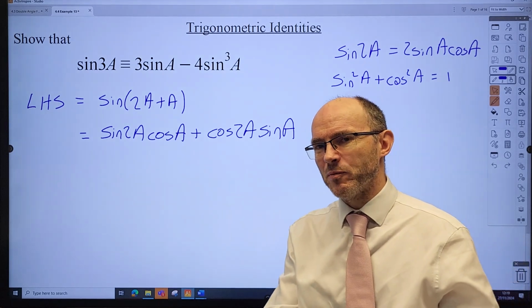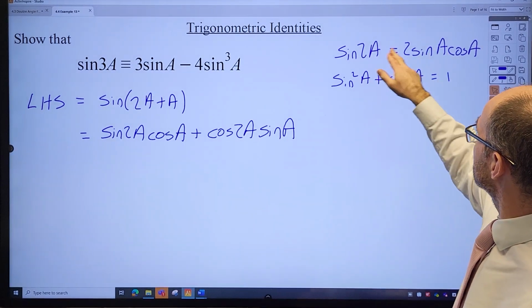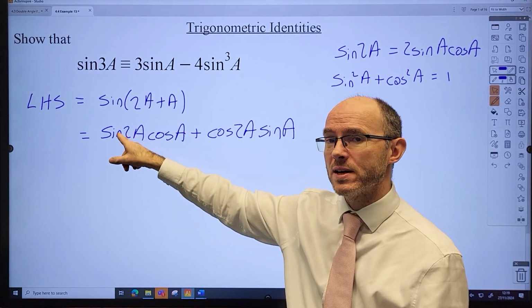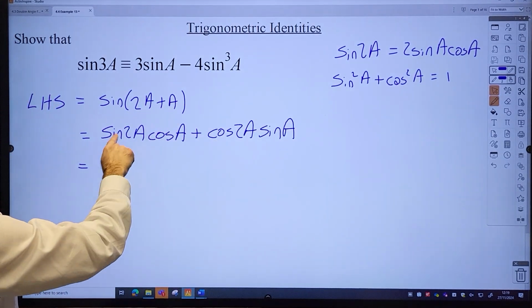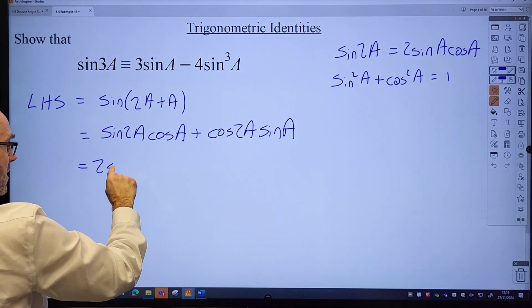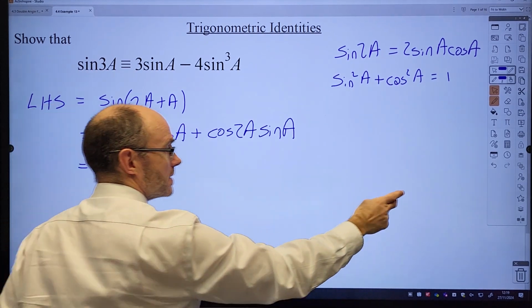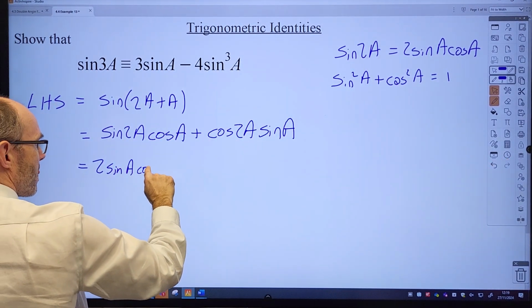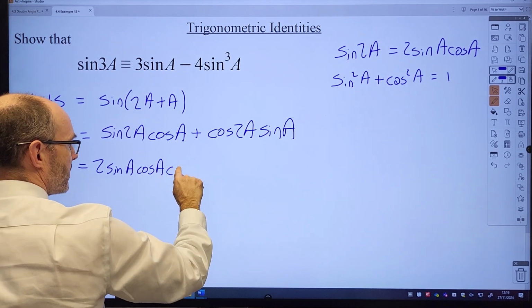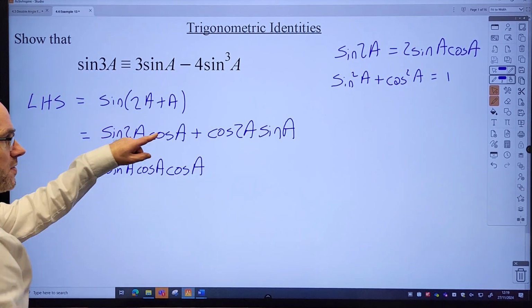Right, what can we do now? Well, at some point this is likely to come in, and as soon as you see the 2A there, that's when you've got to think about that double angle formula. So we'll do that now. So this will be 2 sin A cos A, and then you've got the cosine A. So that's the first term.